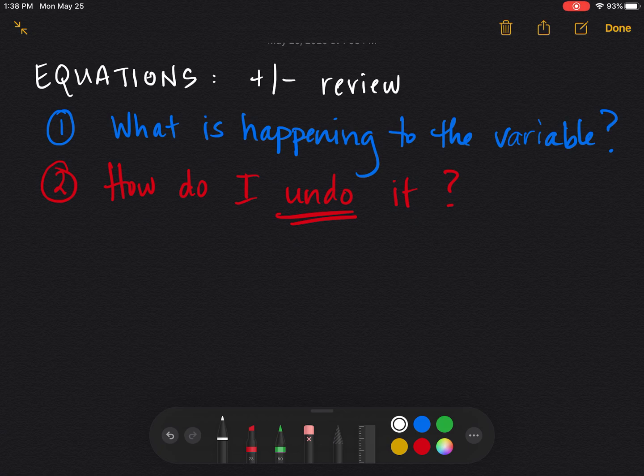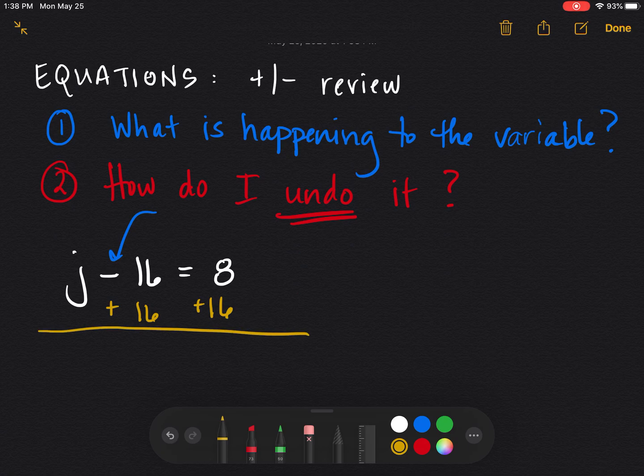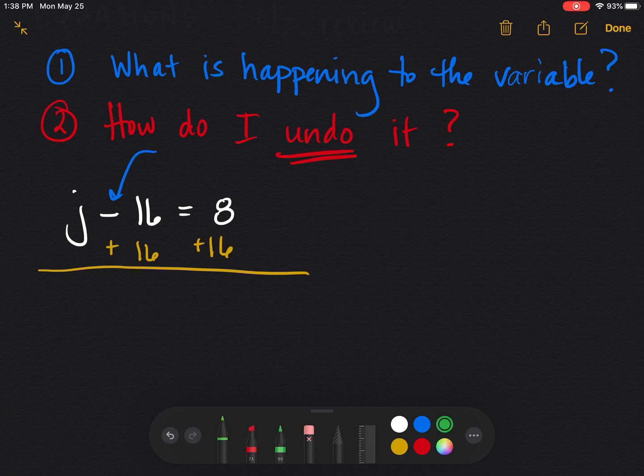Okay, if I have j minus 16 equals 8. What is happening to the variable? Subtraction. How do I undo subtraction? I use addition. It's the magic antidote. And that is how we're going to be able to get j alone. Okay? And we see that j will equal 24.